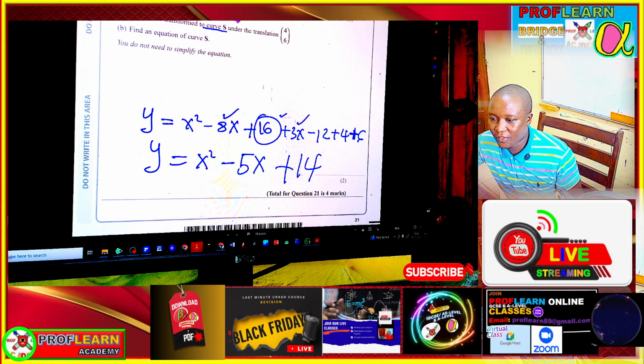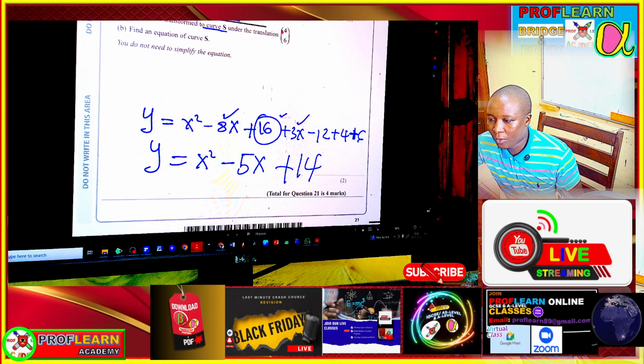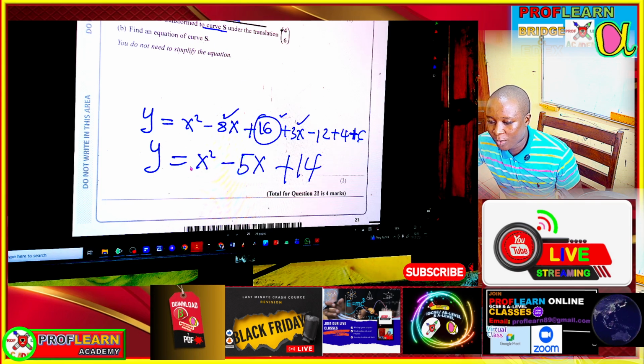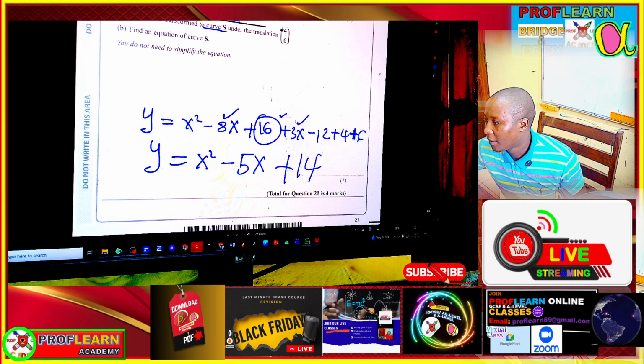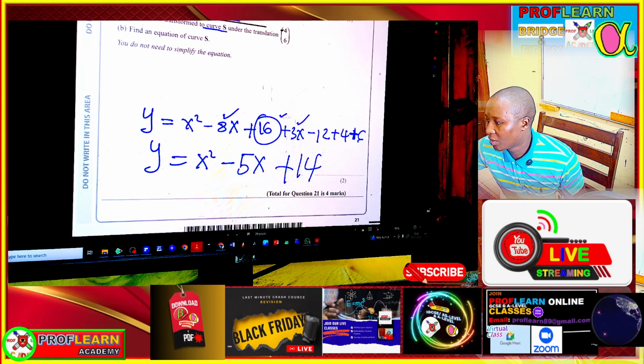The curve C is given by this, and then the transformation. So this is plus 4. If it's plus 4, we're going to subtract. Anywhere you have x, you are going to subtract. So this is how the function is going to look.